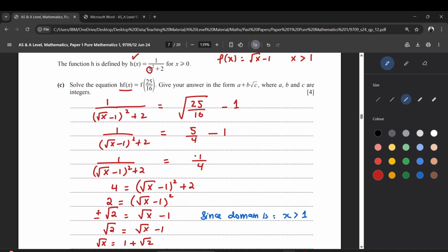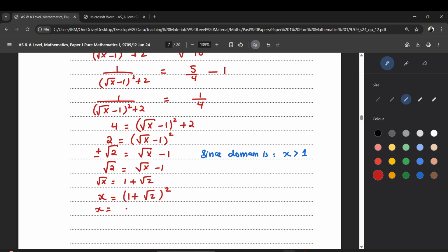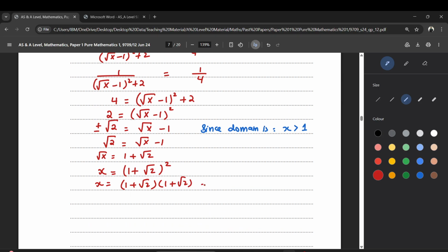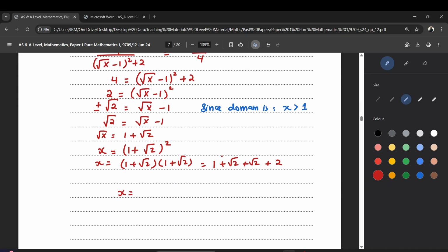Now what is the required form that he wants? So he wants in this form. So we have to expand it as well. So this means 1 plus root 2 multiplied by 1 plus root 2. So 1 times 1 is 1. 1 times root 2 is root 2. Root 2 multiplied by 1 is also root 2, and root 2 multiplied by root 2 is going to give you just 2. So therefore x is equal to 1 plus 2 is 3, and root 2 plus root 2, that would be 2 root 2. Alright, that is going to be your final answer.